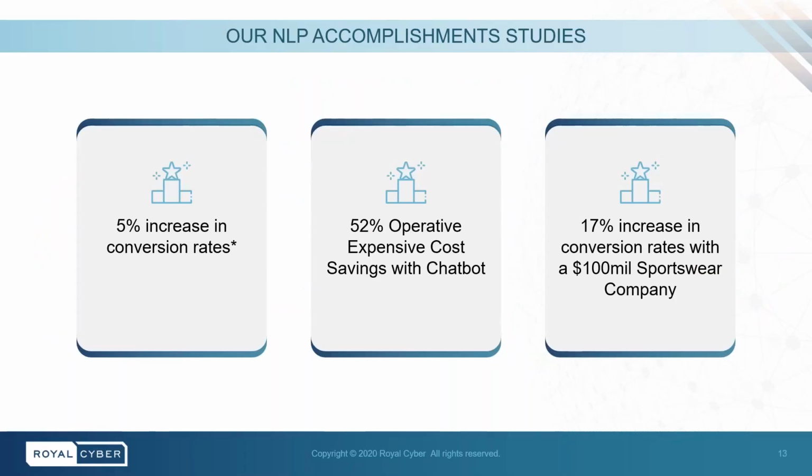And some of our accomplishments with NLP: that 5% increase in conversion rates is something we just implemented on a high-burst platform. It's not 100% yet as far as the final stats go, but that's roughly what we're looking at. With chatbot, we've had 52% savings in operating expense costs. That was done through translating in different languages so that the customer could have customer support 24/7. And our biggest one, and this is kind of an outlier, is a 17% increase in conversion rates with a sportswear company. 17's pretty high. Luckily, we were able to do it and see that, but that might be close to the ceiling.